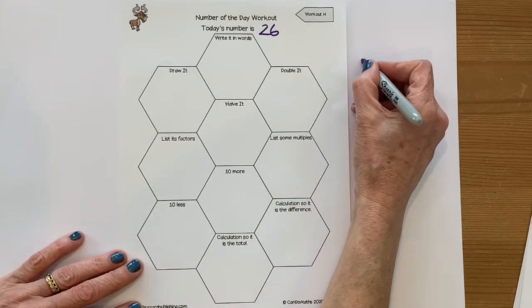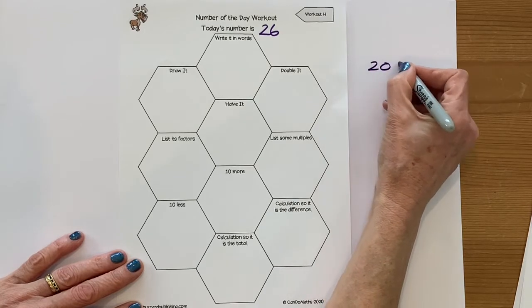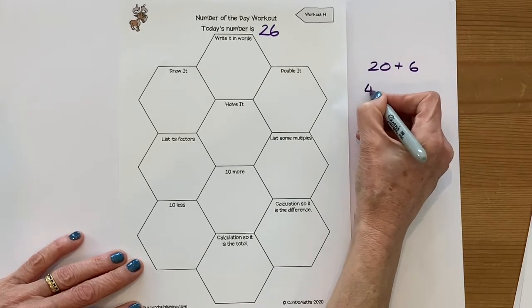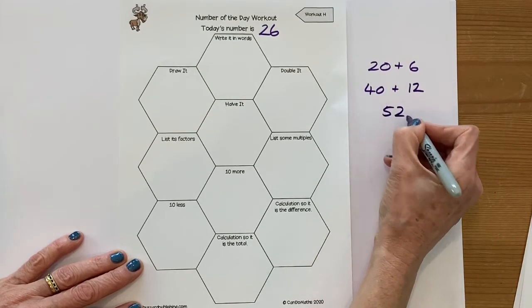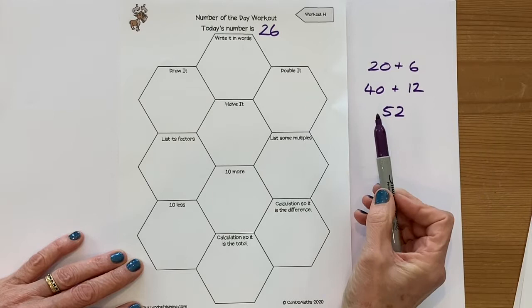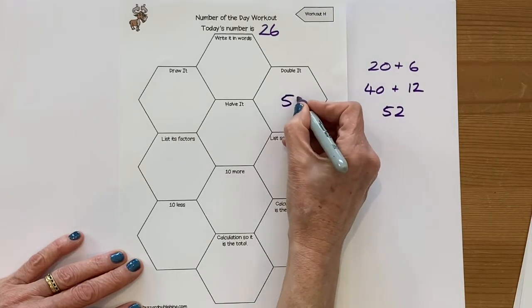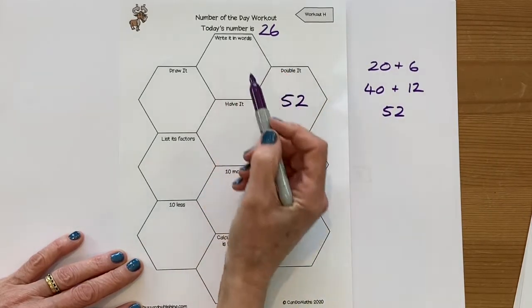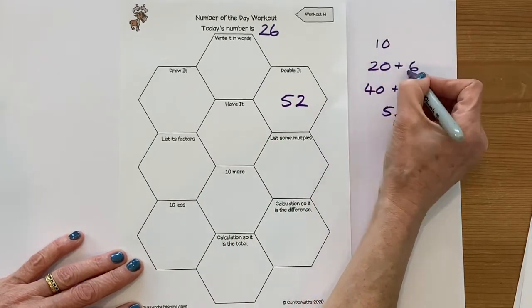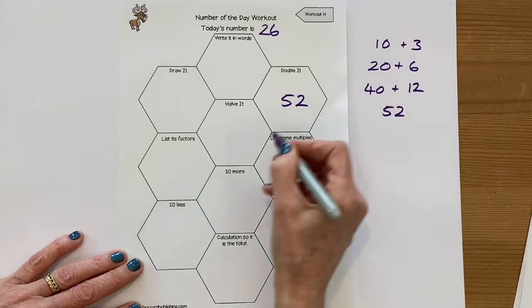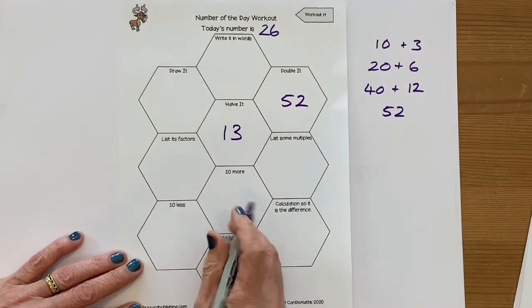I might want to partition 26 into 20 and 6 and double both my numbers separately and then add them together. Okay, so my jotting for doubling. So that would be 52. Halve it, 26. Well, 26 halves quite nicely, doesn't it? I can do half of 20 is 10, half of 6 is 3, so half is going to be 13.